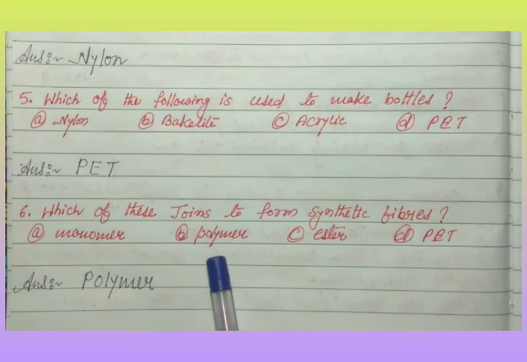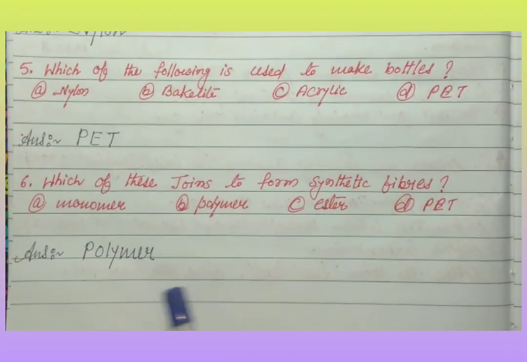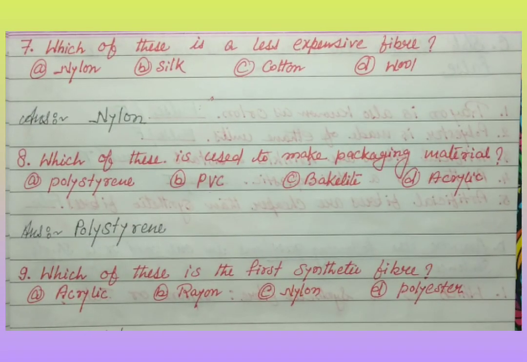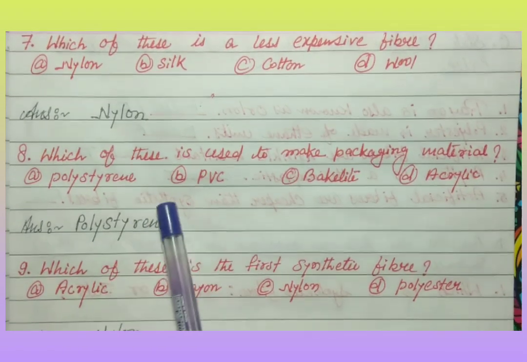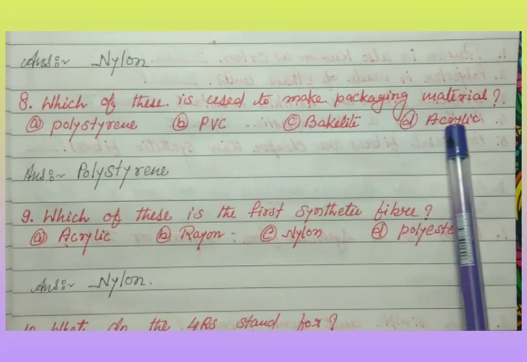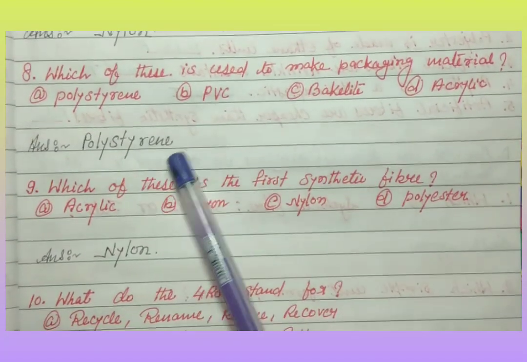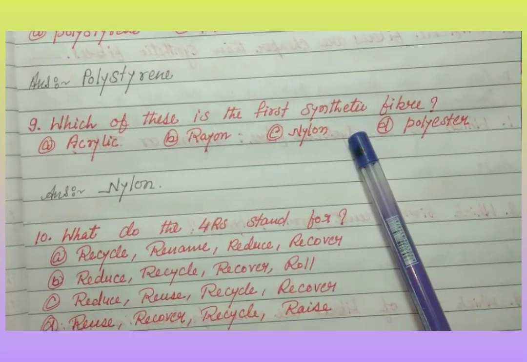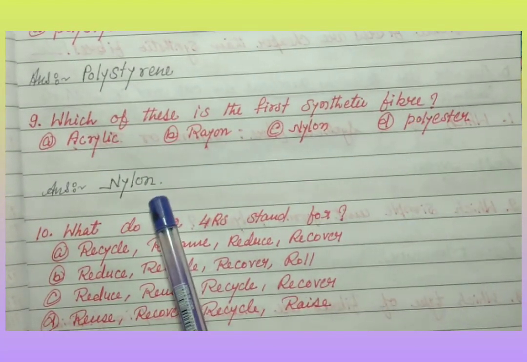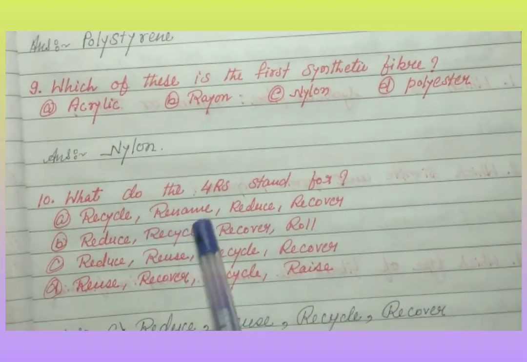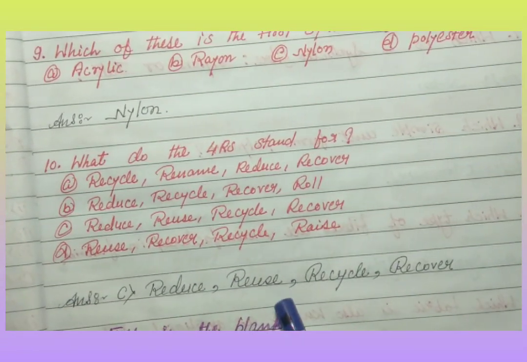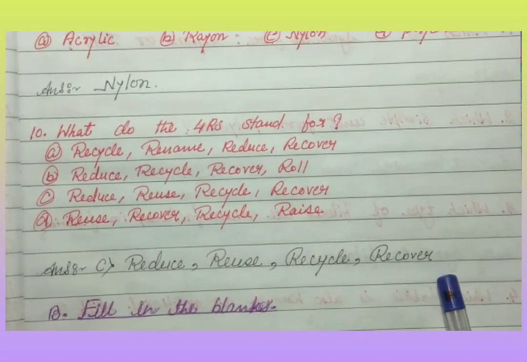Which of these joins to form synthetic fiber? Polymer. Which of these is a less expensive fiber? Nylon. Which of these is used to make packaging material? Polystyrene. Which of these is the first synthetic fiber? This is also nylon. What do the 4 R's stand for? Reduce, reuse, recycle, recover.